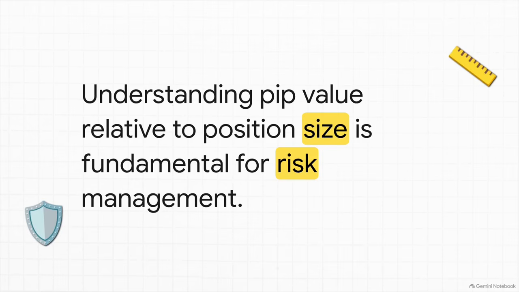You have to strictly and mechanically calculate the exact financial value of a single pip relative to your specific contract size before you ever click buy. If you don't know the exact dollar cost of a 10-pip drawdown, you aren't trading, you're just gambling. The key takeaway? Mechanical contract sizing is the non-negotiable requirement for surviving the Forex market.